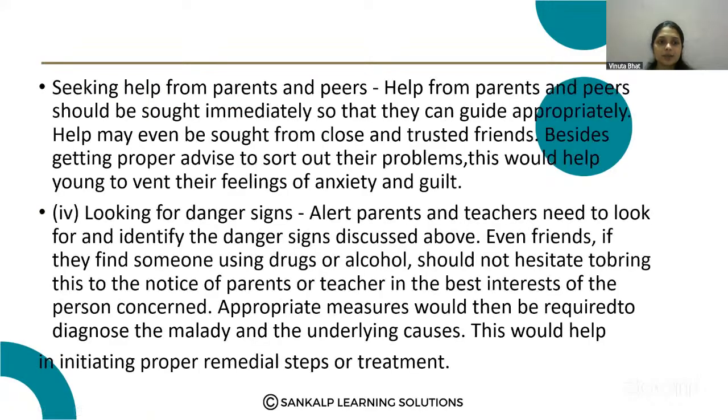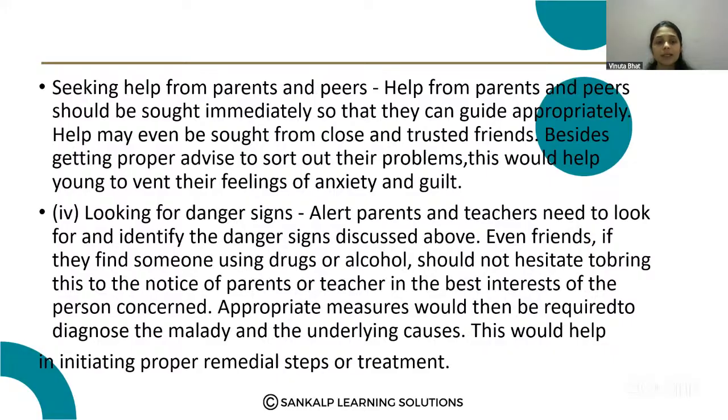Next, the third one: seeking help from parents and peers. If you get to know the child is addicted to alcohol or drugs, then immediately it should be informed to some person. Help from parents and peers should be sought immediately so that they can guide appropriately.